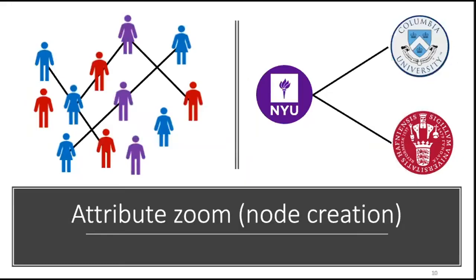Temporal attribute zoom is a temporal generalization of the node creation operator over non-temporal graphs. Let me recall that non-temporal operator here. Assume that we have a collaboration graph built from researchers from NYU, Columbia, and Copenhagen University. Someone might not be interested in how individuals collaborate, but in how each institute collaborates with other institutes. Attribute zoom gives us that ability by changing the structural resolution of the graph.